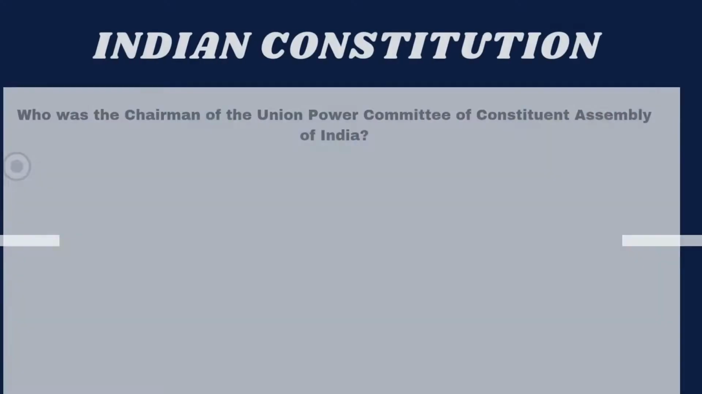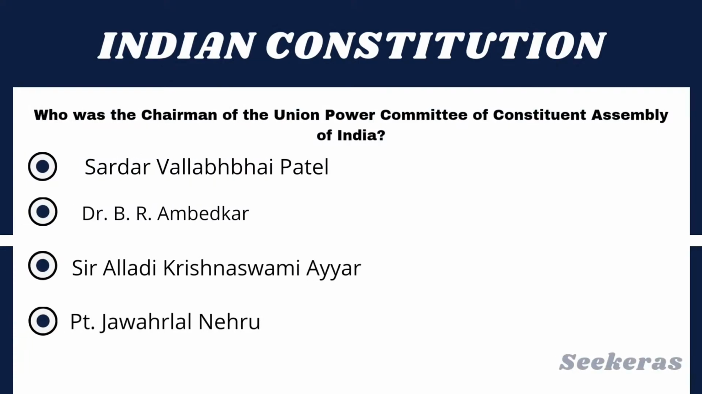Question number 4. Who was the chairman of the Union Powers Committee of the Constituent Assembly of India? Option A. Sardar Vallabhbhai Patel. Option B. Dr. B.R. Ambedkar. Option C. Sir Alladi Krishnaswamy Iyer. Or Option D. Pandit Jawaharlal Nehru.